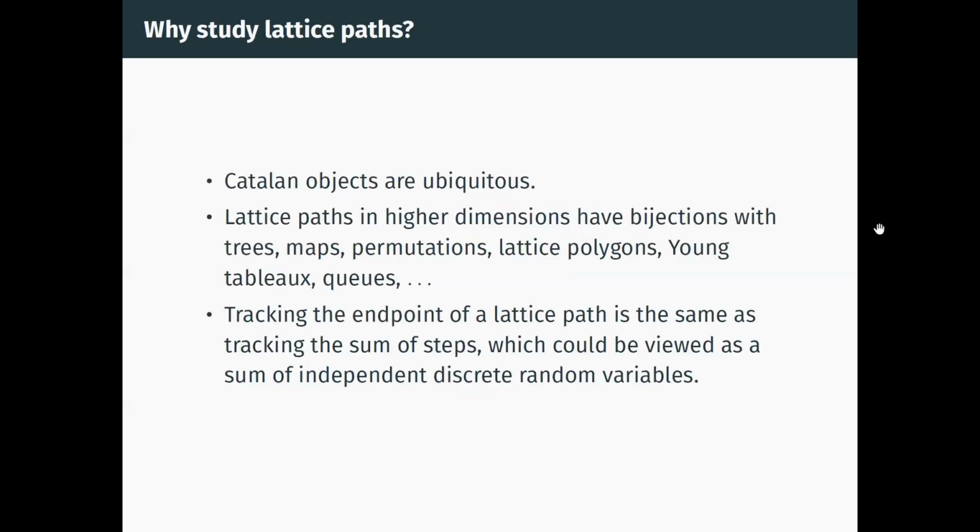First, I want to justify why we might even care about any of these problems to begin with. Of course, the Dyck paths are in bijection with so many other objects that it's pretty clear why they are important. But even if you modify lattice paths so that they are slightly different, they still have bijections to a bunch of other objects, and trees, maps, permutations, lattice polygons, and so on are counted by them.